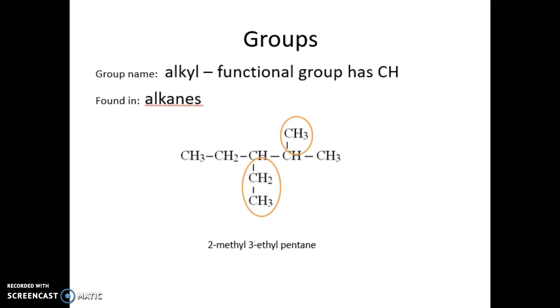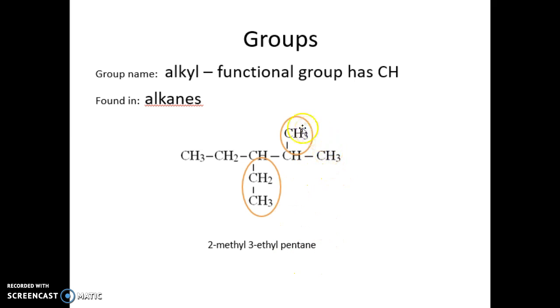We've got pentane. The longest chain here we've got 1, 2, 3, 4, 5, 5 carbons long. So that's the longest chain, 5 carbons, and therefore it's pentane, and we know from an alkane that there are only single bonds between those carbons, so therefore it's a pentane.